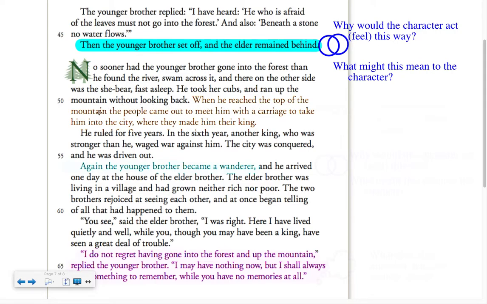When he reached the top of the mountain, the people came out to meet him with a carriage to take him into the city, where they made him their king.